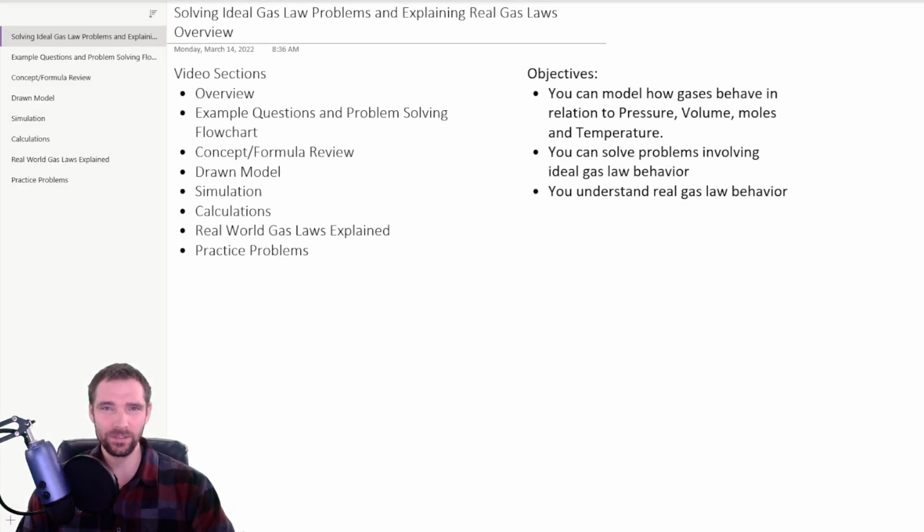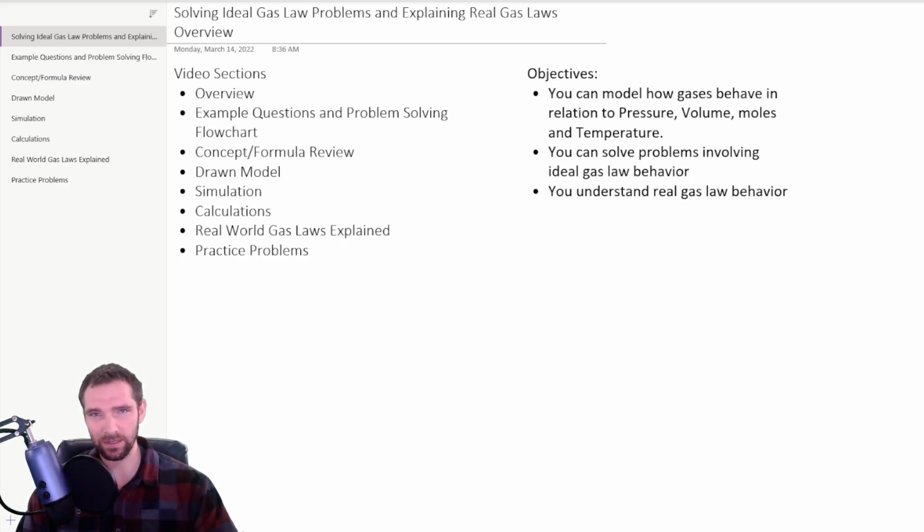We're going to be going over ideal gas laws as well as real gas laws and how they're slightly different. We're going to be focusing more on the concept of the gas laws and thinking about the ideal gas law equation and how it relates to all the different types of situations you might see with these problems. And we're going to do that by looking at the concept, drawing some stuff out, and then relating that in some simulations to the math.